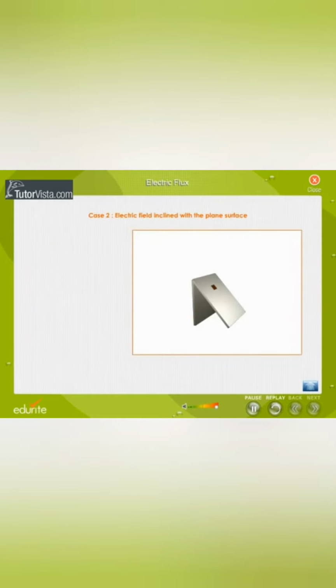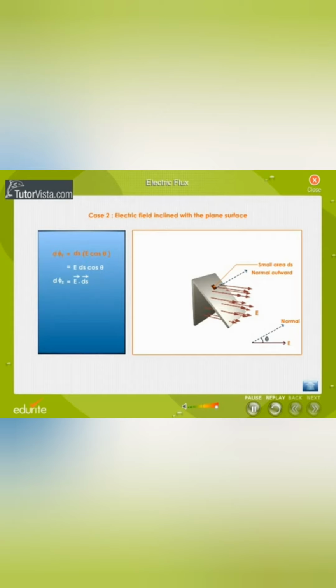Now, if the electric field passes through an element of small area ds and theta is the angle between vector E and the normal drawn outward, then the electric flux through this area ds is given by d phi E is equal to ds into E cos theta equals E ds cos theta. D phi E is equal to vector E dot vector ds. Therefore, electric flux for the entire surface is given by phi E equal to summation vector E dot vector ds. For a closed surface, phi E is equal to surface integral of vector E dot vector ds.